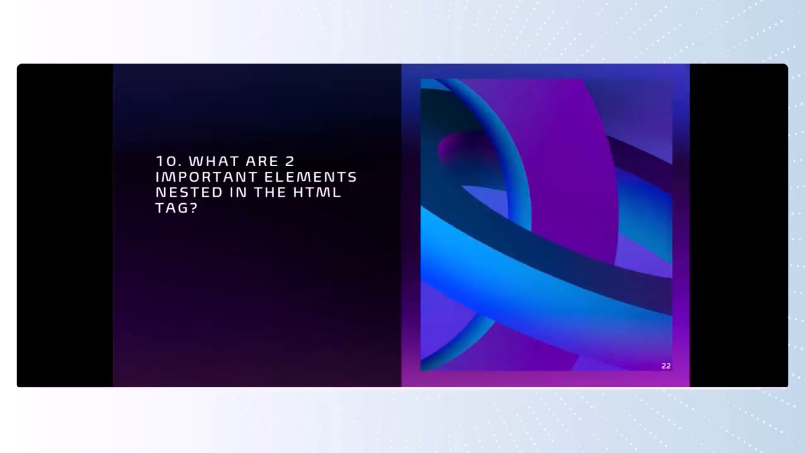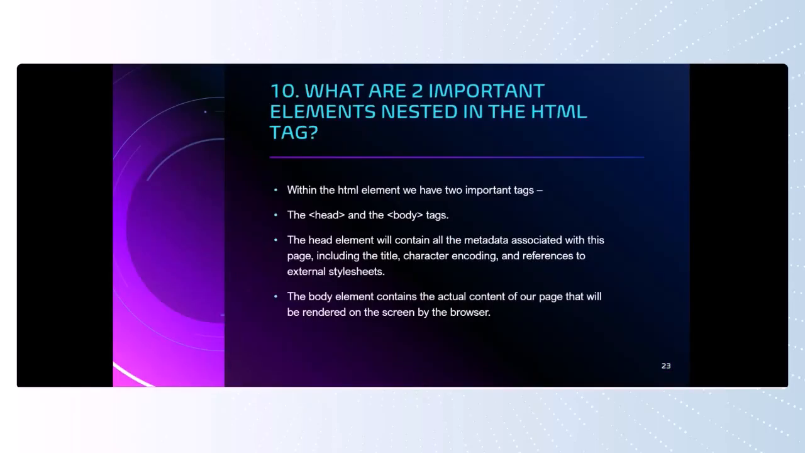What are two important elements nested inside the html tag? Within the html element, we have two important elements, the head and the body. These are not just tags, these are elements, where you would have the head opening tag, then content, and then the closing head tag, and then an opening body tag, then content, and then the closing body tag.